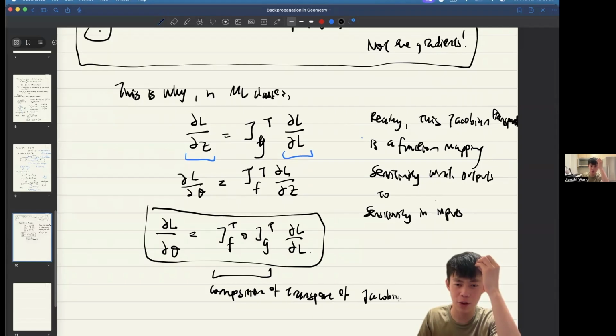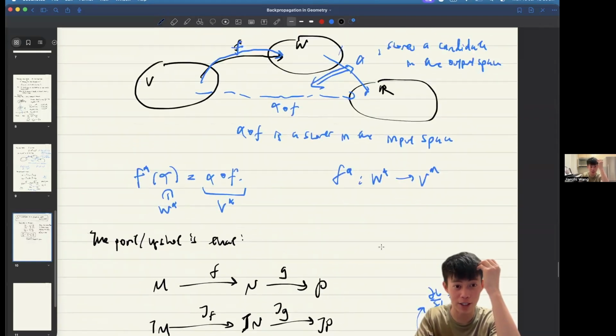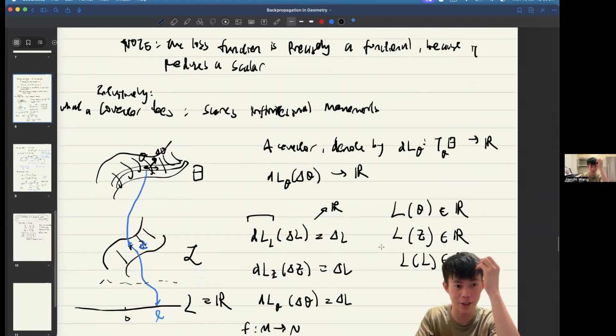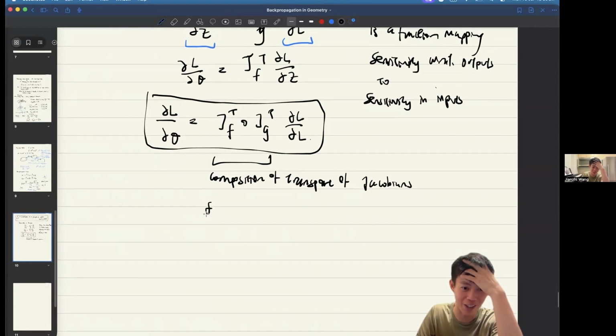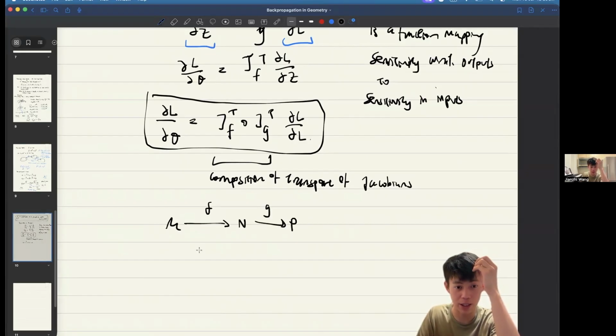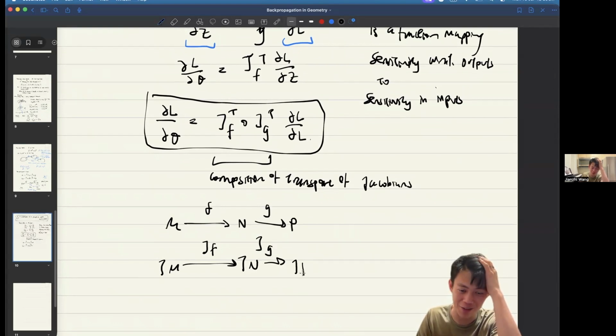I hope this also explains why the terminology here is called a pullback. So note, I've written here a pullback just to make it very clear, right? F goes from M to N, G goes from N to P. The Jacobian of F goes from tangent space of M to tangent space of N. The Jacobian of G goes from tangent space of N to tangent space of P.